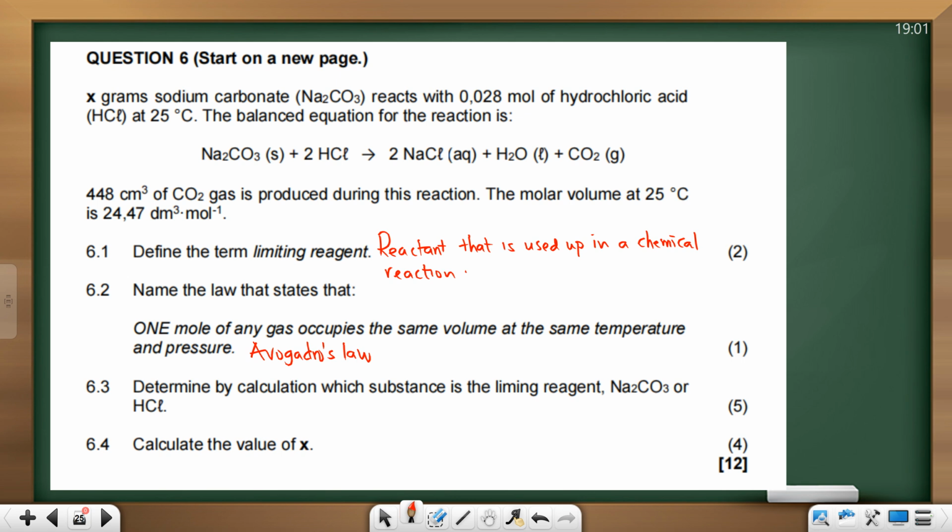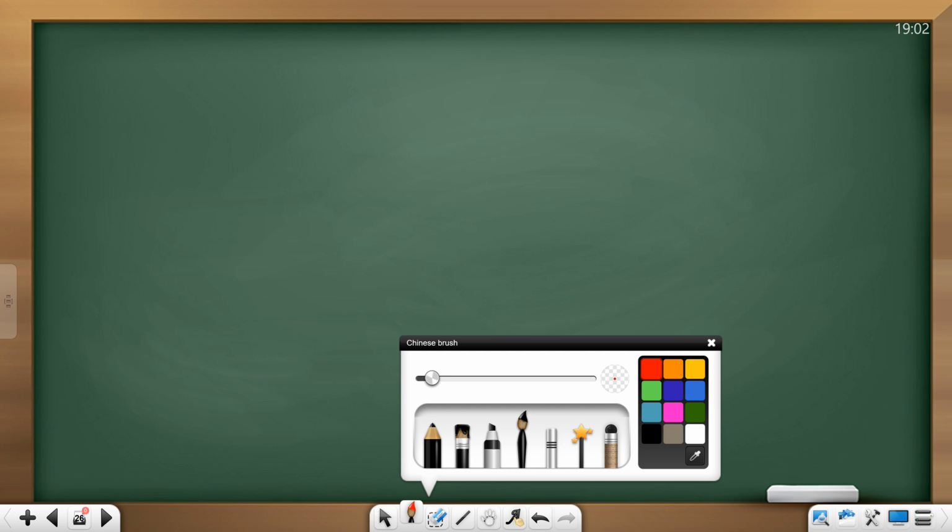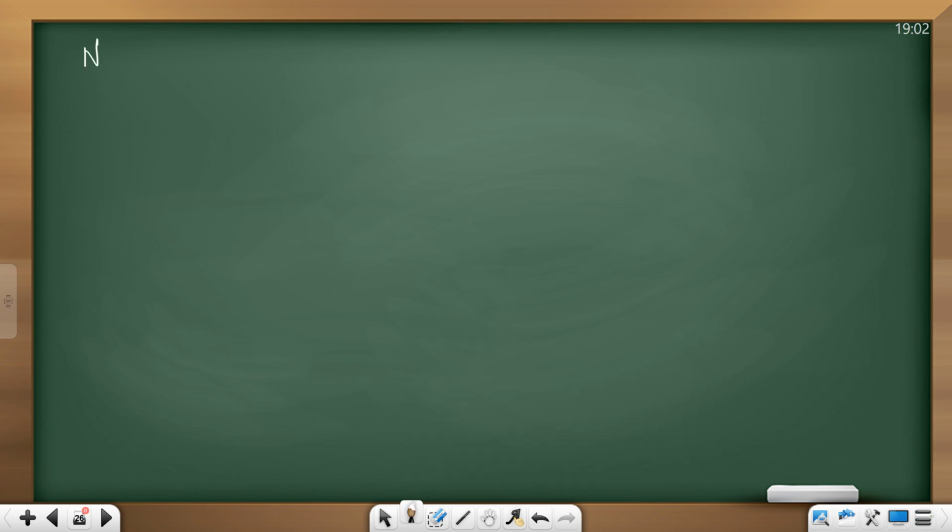Okay, how would we do this? Okay, but let's go back. What do we have? Remember, we don't even have anything about sodium carbonate. But we know that sodium carbonate reacts with what? 0,028 mole of hydrochloric what? Acid. Guys, the best thing is to always write out your equation. So Na2CO3 plus what? 2HCl to give us NaCl plus CO2 plus H2O. Okay.